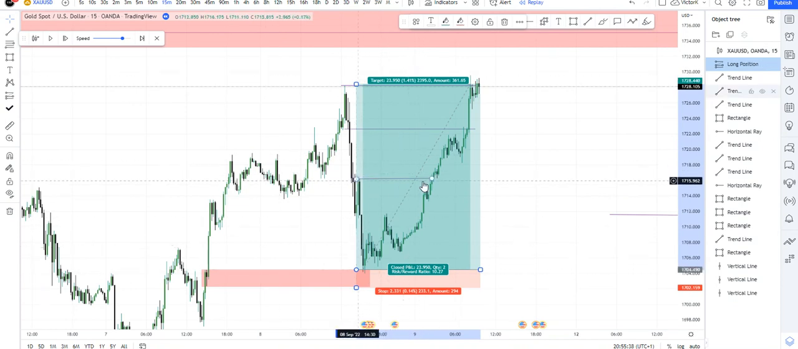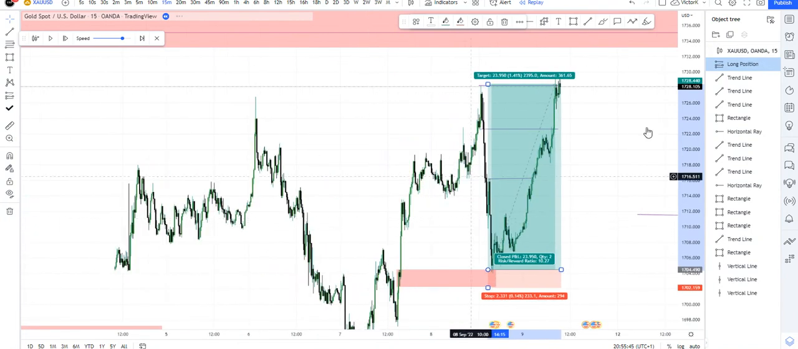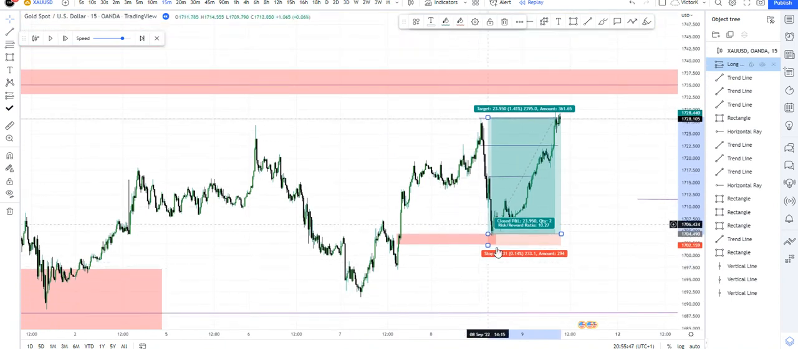Okay, once you hit this first target here, you move your stop loss to break even. I think I've said it. Move your stop loss to break even. Okay, it depends on the trade. Sometimes I don't move my stop loss to break even until we take out external liquidity.